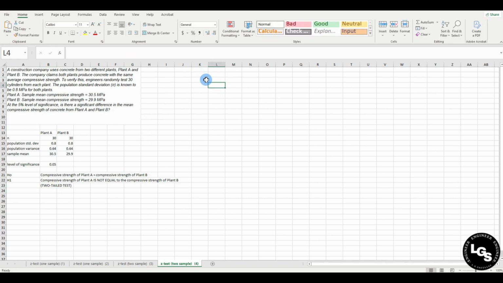So now we should be typing the different data in a single column for each plant. Here for plant A, and at its side plant B. But if you will notice, the problem did not give us the different values for the 30 samples, but we have the sample mean for both plants.